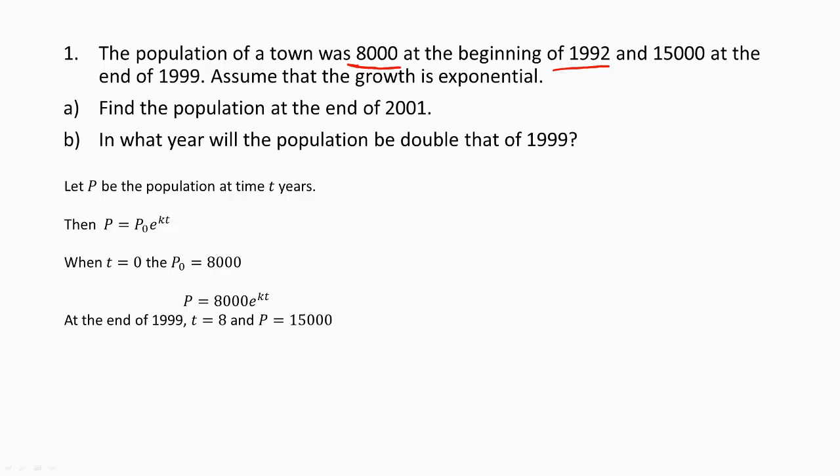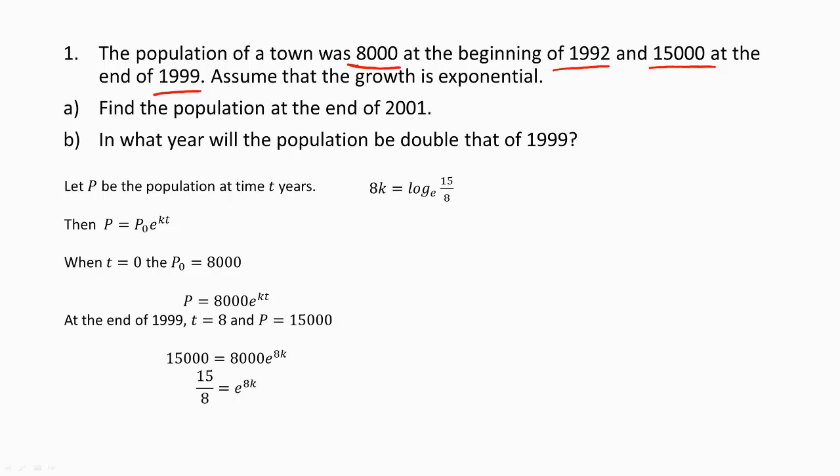Now we're going to use the other piece of information, 15,000 at the end of 1999. So at the end of 1999, that's time equals 8 and P equals 15,000. So our equation becomes 15,000 equals 8,000 e to the power of 8k. Now our job is to solve for k. So divide 15,000 by 8,000, the zeros can cancel out.